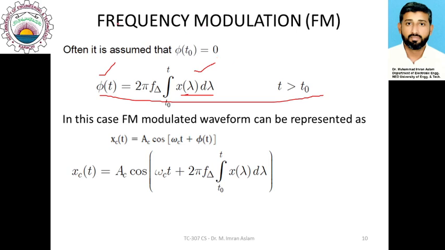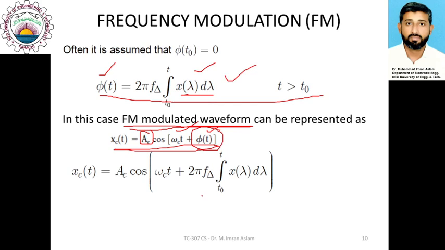So if I ask you to represent the mathematical form of an FM modulated waveform, the general form is given here as we discussed previously. It has a constant amplitude, it has some frequency and phase. But for the FM case, now we know that this phi t is actually related to the message signal by a relationship of integration, which is shown here.